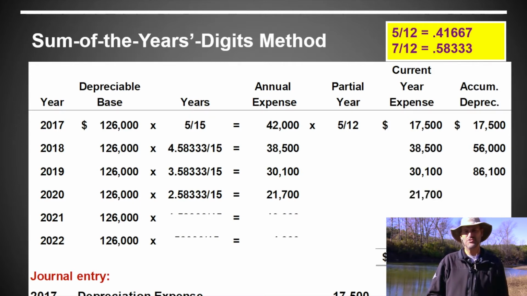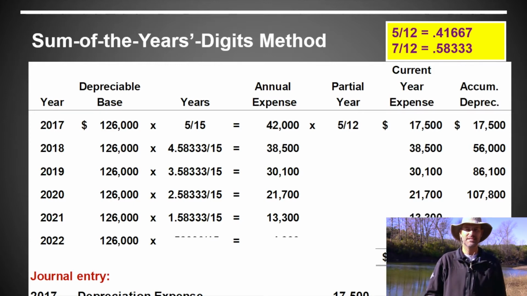We just continue doing this until we get to basically the end. In the last year, we are going to be taking 7/12 instead. It's basically 0 plus 7/12, just like in the first year it was 5/12. In the last year it's going to be 7/12, which is 0.58333 of the depreciation in the last year.